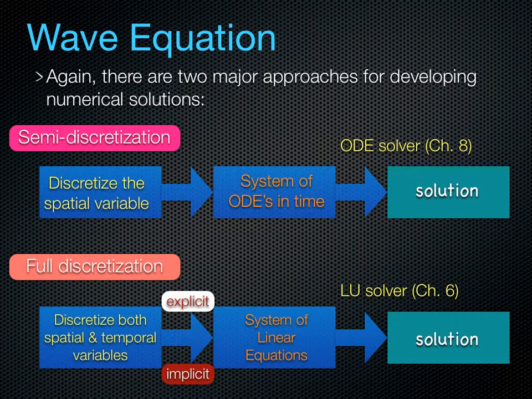Again, there are two distinct tracks that we can follow to solve it. We could do either the semi-discretization approach or the full discretization approach. The semi-discretization approach requires the discretization of one variable, in particular the spatial variable, which yields a system of ODEs in time, and we can use an ODE solver to obtain that solution. Full discretization requires you to approximate the derivatives along both x and t directions and discretize those two variables at the same time. And whether you choose an explicit or an implicit approximation for the derivatives, you're going to end up with a system of linear equations, which you can solve using a Gaussian elimination method or LU solver or anything like that.